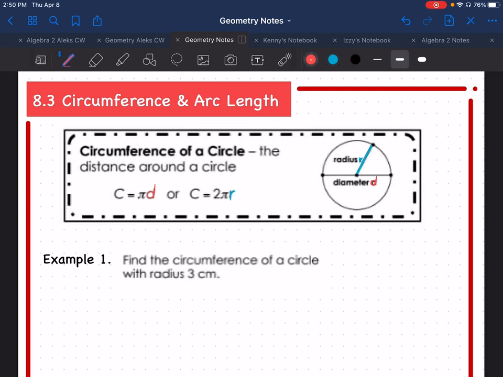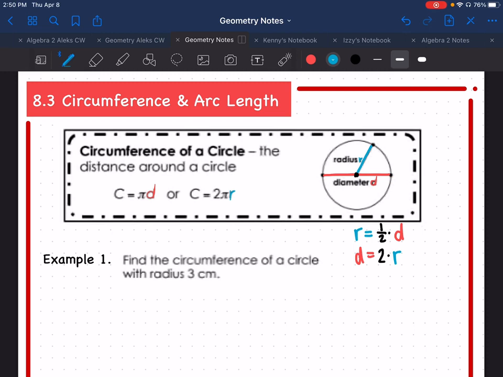Remember, the radius of a circle goes from the center of my circle, which is right here, out to the edge. And the diameter goes from side to side through the center point. It has to go through the center. Just a quick reminder that the radius is equal to half of the diameter, and that the diameter is equal to 2 times the radius. Okay, just in case we have to go back and forth.